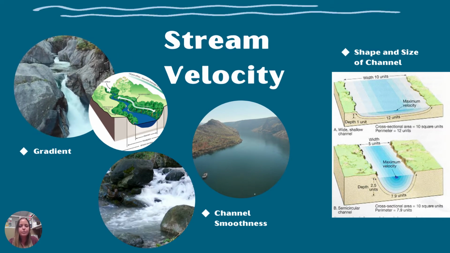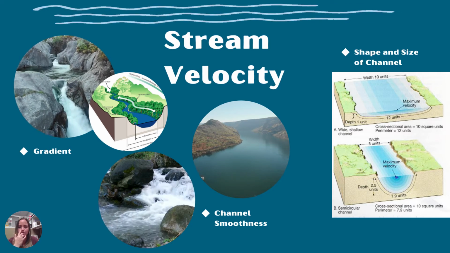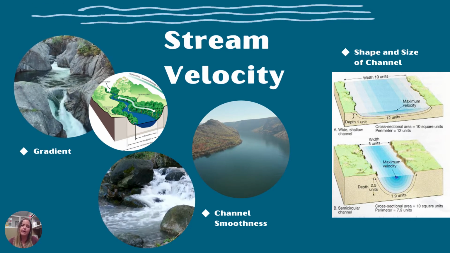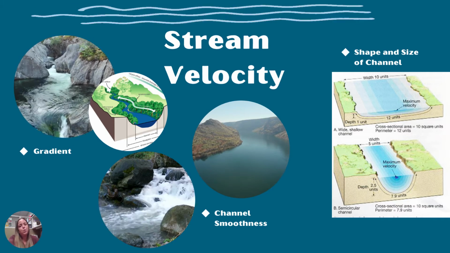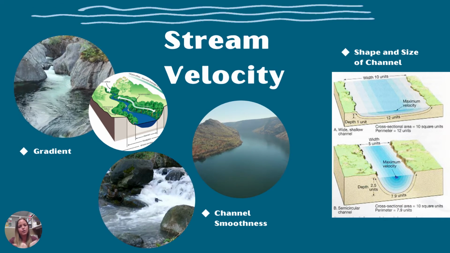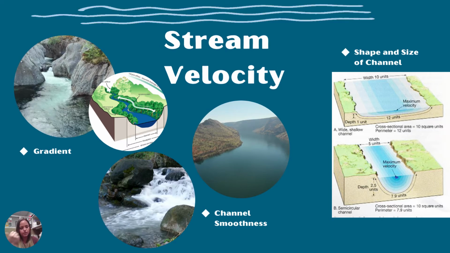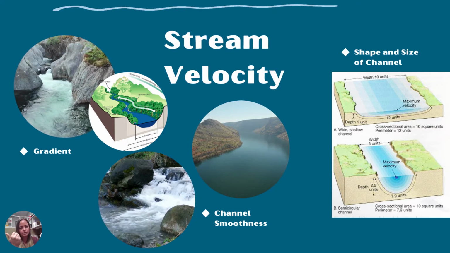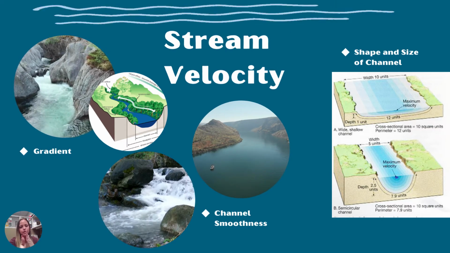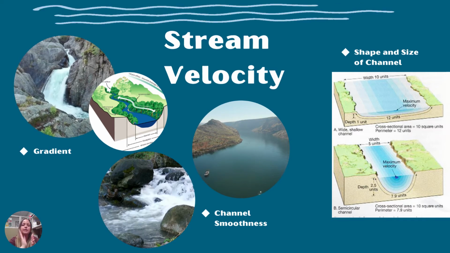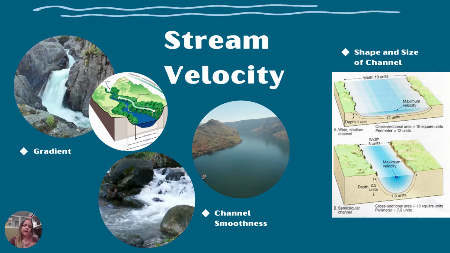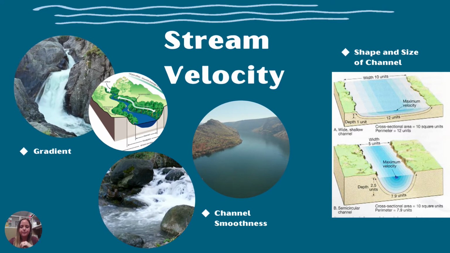And then the size and shape of the channel is also going to impact stream velocity, because if your stream channel is really wide, the water is going to go outward first, and so it's going to spread out towards the sides laterally and then move downstream. If the channel is really narrow, then you're going to see a faster flow in that center part there.